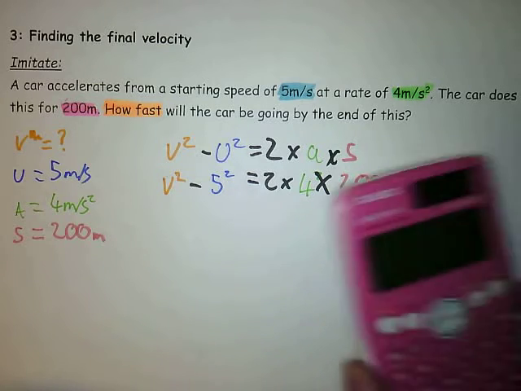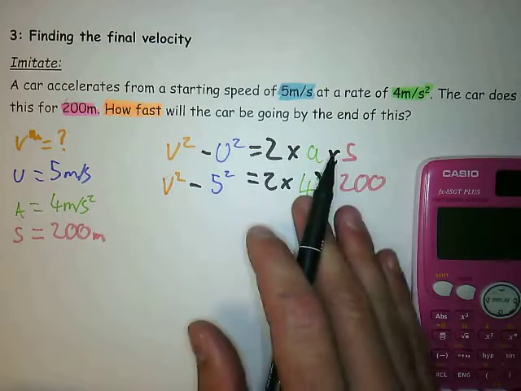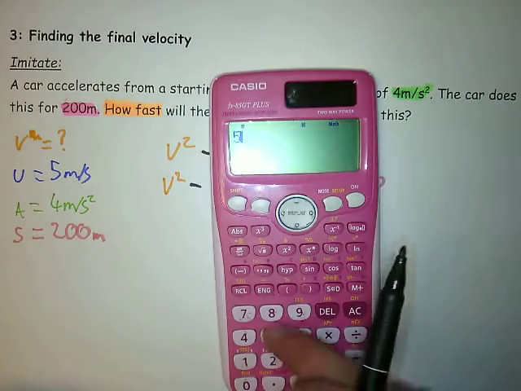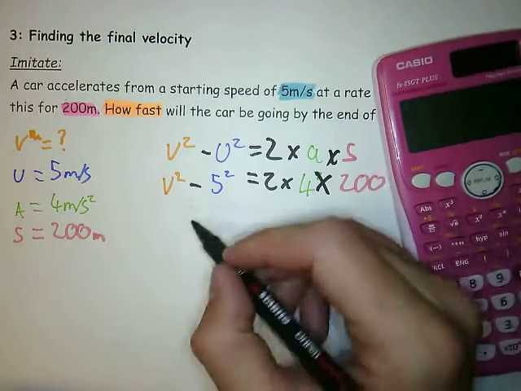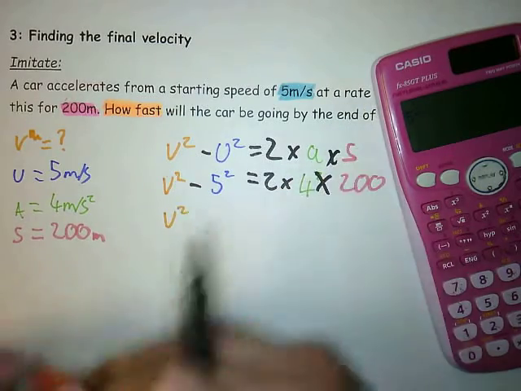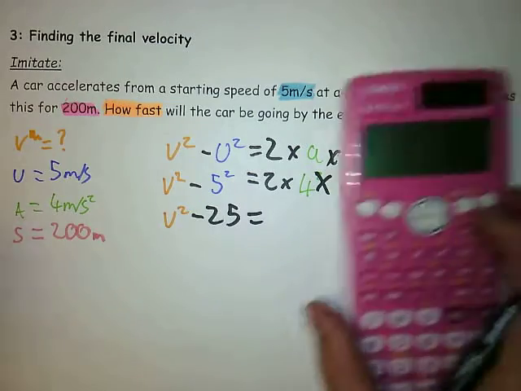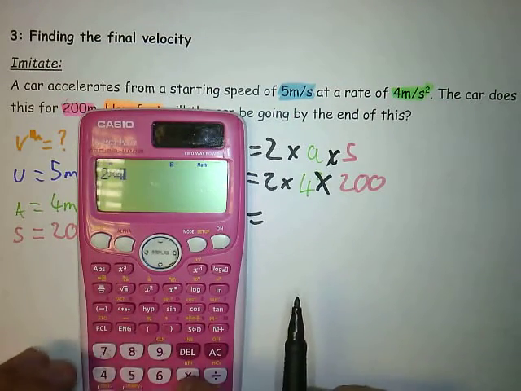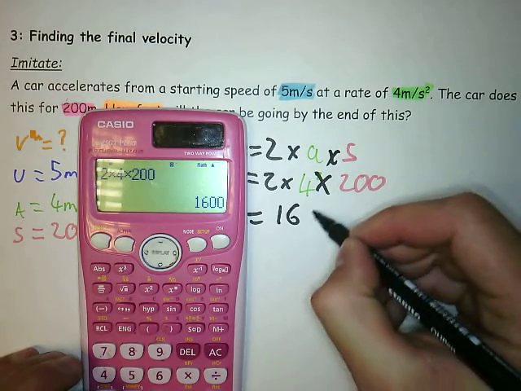So, look at what we can do on both sides. So we split the sides up now. We're going to do this side separately to this side. So on this side we can do 5 squared. So 5 squared is 25. So it's going to be v squared minus 25 equals, and then we're going to do the other side, 2 times 4 times 200 is 1,600.